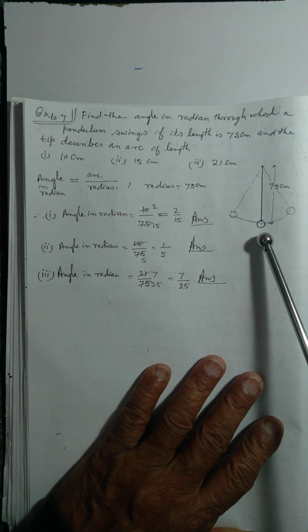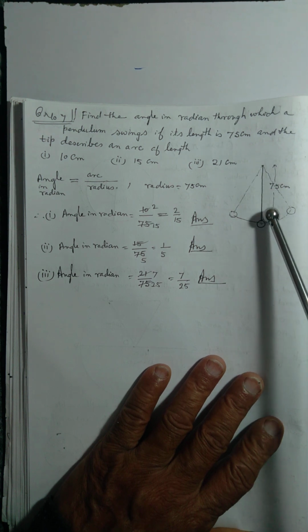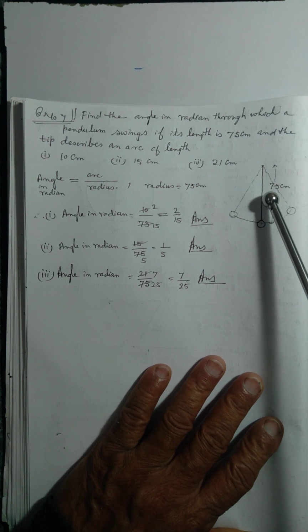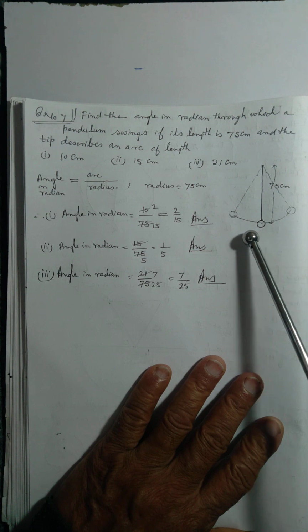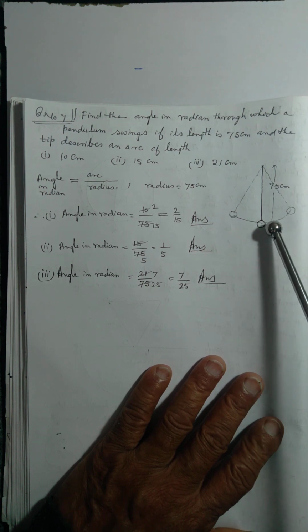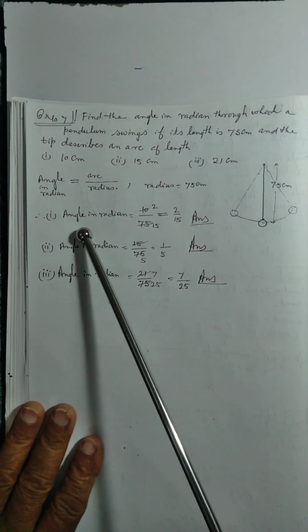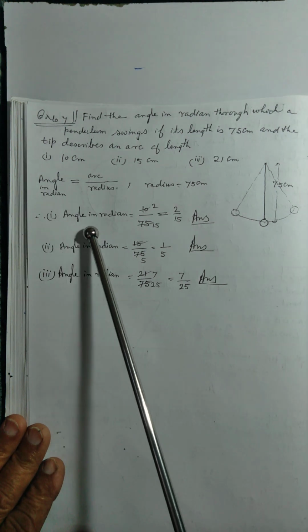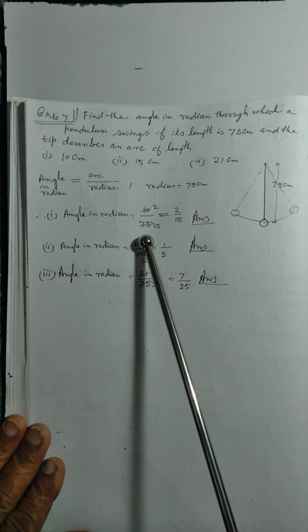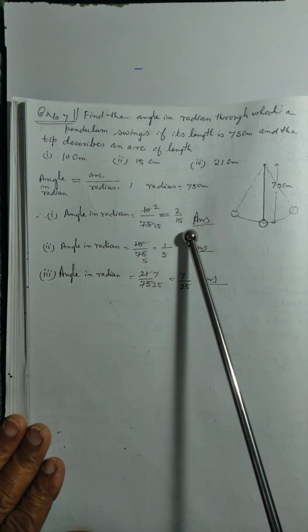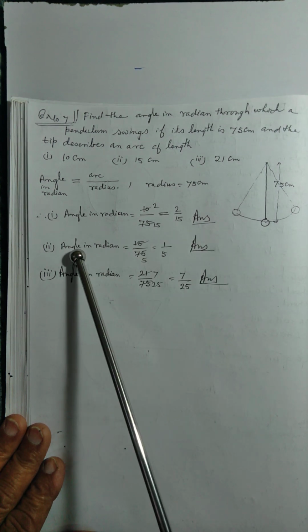You see, I have drawn the figure here. So this is the length of the pendulum, and it will act as a radius of the circle, and the length of the arc is given already. So in the first case, the angle in radian will be equal to 10 divided by 75, that is 2 by 15. This is the answer of the first part.